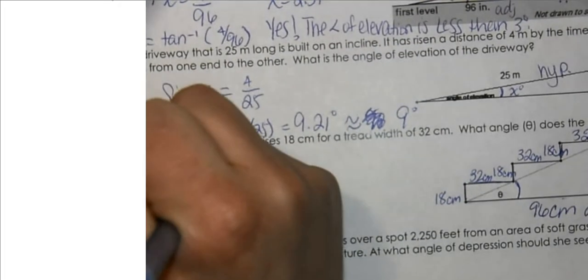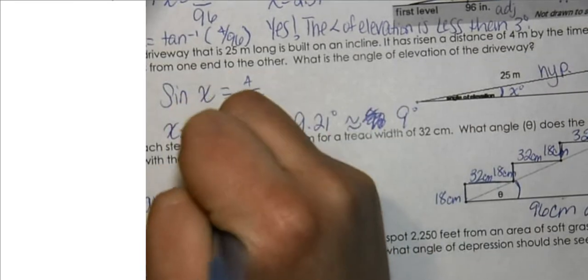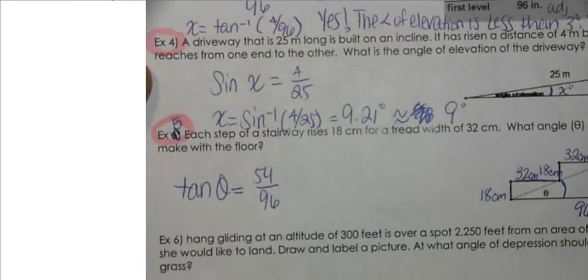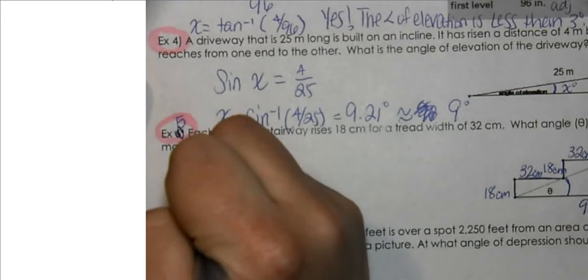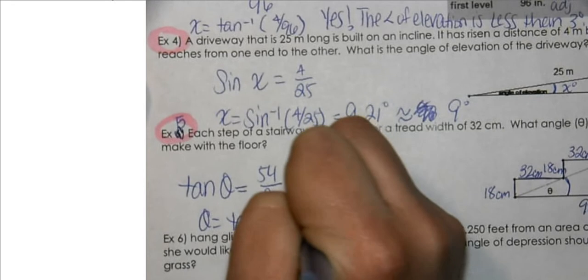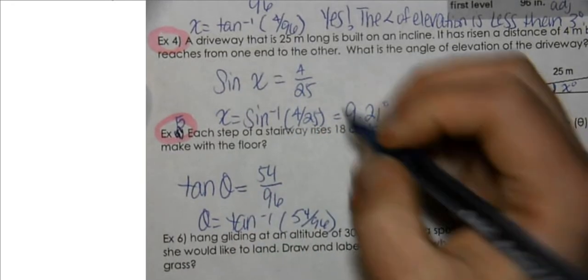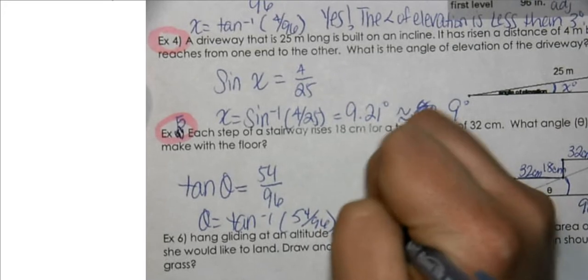So I'm going to write that the tangent of theta is equal to the opposite, which is 54, divided by the adjacent, which is 96. So that means that theta is equal to the tangent inverse of 54 divided by 96. And when I put that into my calculator, I end up getting about 29 degrees.